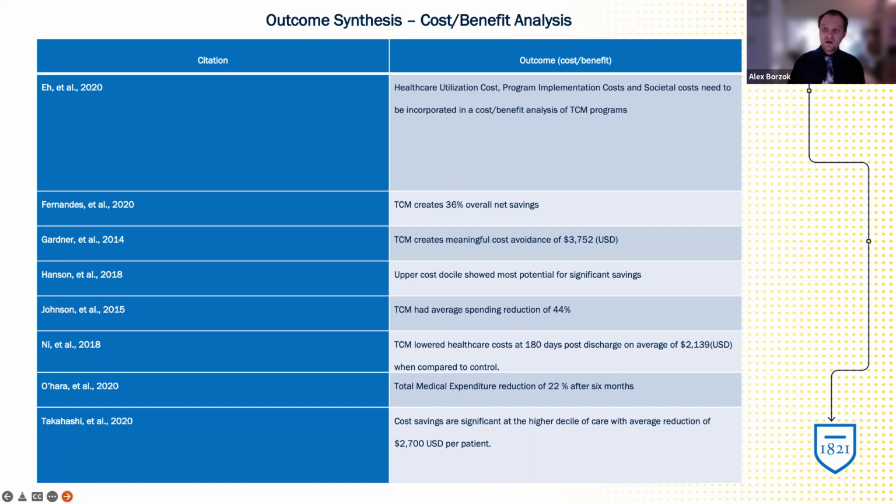What's interesting here as well is that the higher deciles of costs, the areas where you're spending the most on your patients, are where you see the most reduction of spending, which makes sense because that's where you're putting the most resources and spending into that patient type. So you're going to see the most savings in that realm because you're putting the most money into it.